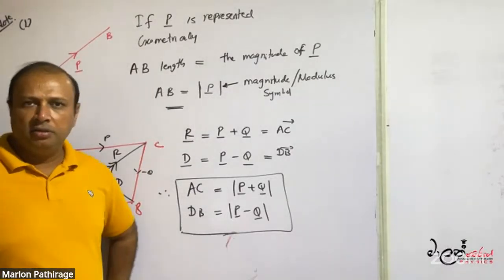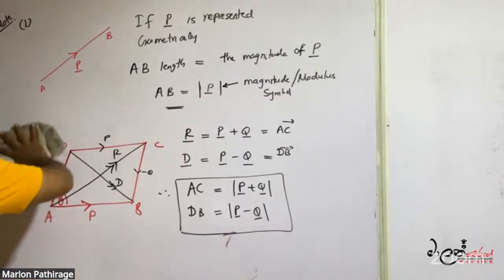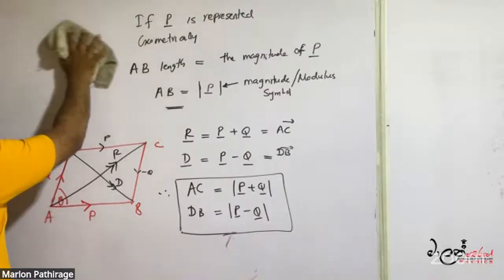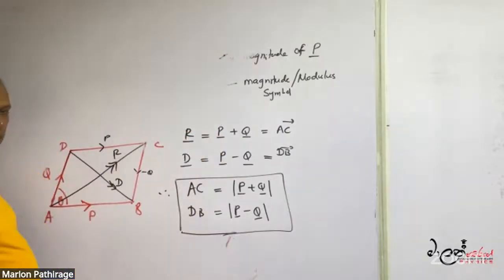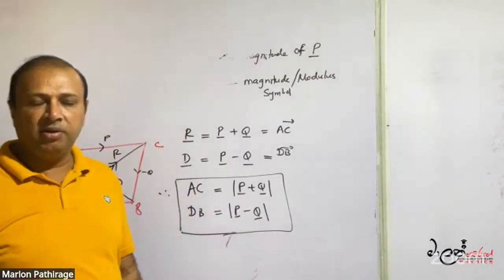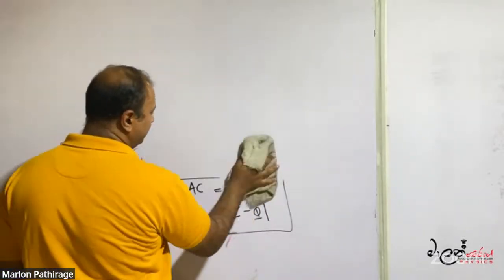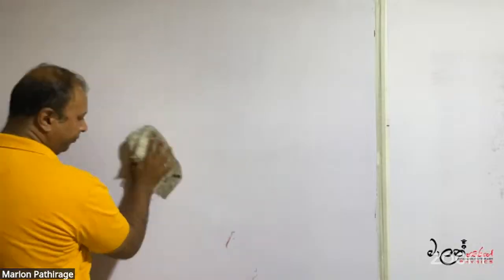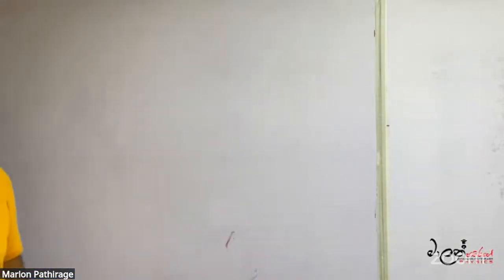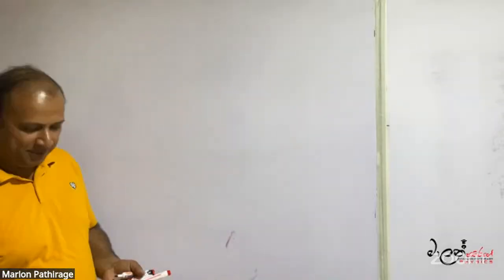If we are given a vector relationship, we can convert it into a geometrical relationship. Look at this.